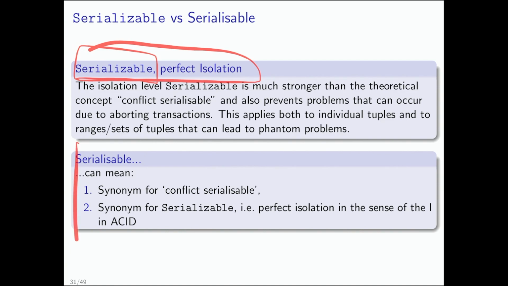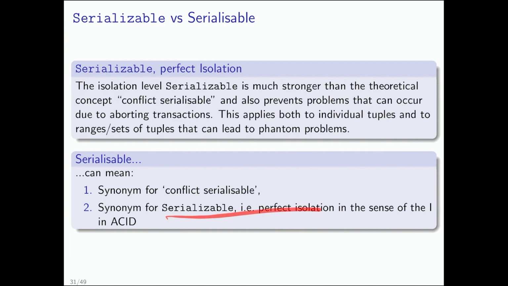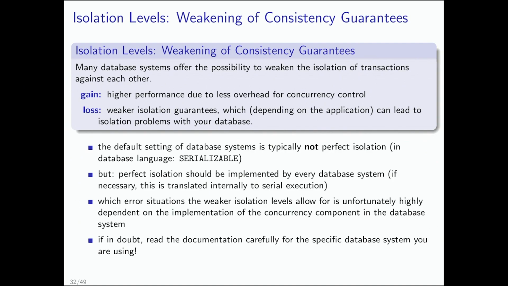That's what serializable means: perfect isolation. That's the same as what I just said. I made two slides about that, repeating it over and over again, saying that's not the same thing. It's really confusing. Also in textbooks, sometimes I find it really confusing when I read that. You wonder what the author is talking about currently, which serializable? Serializable means perfect isolation. That's what we want to have.